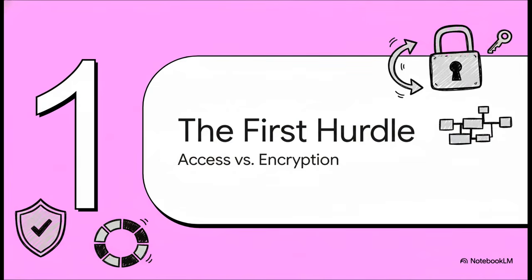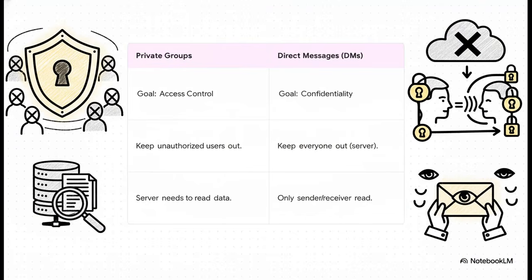All right, so when you hear the word private, your mind probably jumps straight to encryption. And yeah, for sure, end-to-end encryption, or E2EE, is absolutely the gold standard for DMs. So the obvious question is, why not just slather it on everything? Well, it turns out that a private group and a one-on-one chat are two totally different animals. This right here is the key insight. The problem you're trying to solve is completely different.